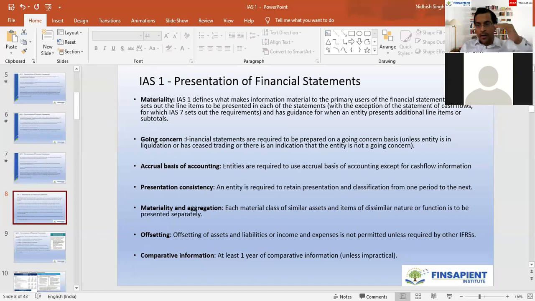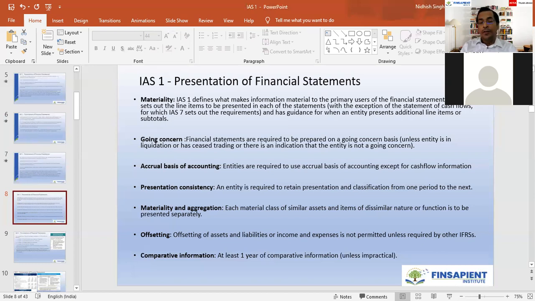You don't need to provide a breakdown of all such numbers. One head, admin expenses, will be sufficient, because there you need to consider the materiality again and the basis of aggregation. So if something is immaterial and has the same nature or same function, you can club them together.